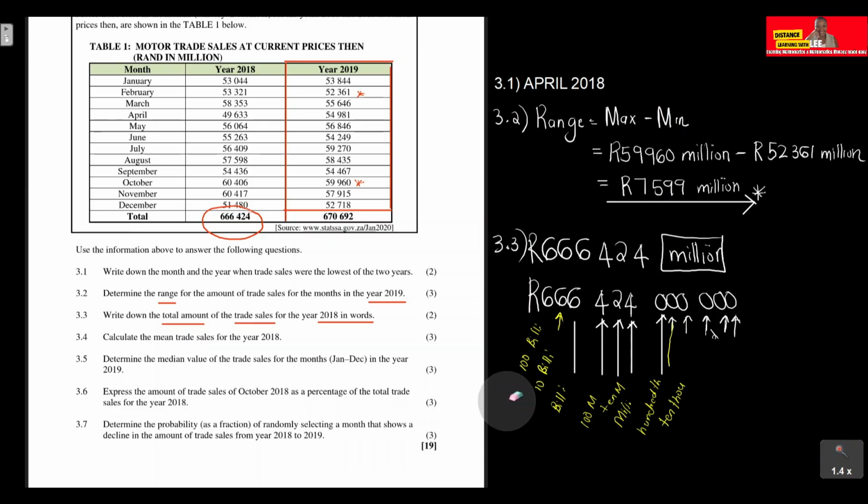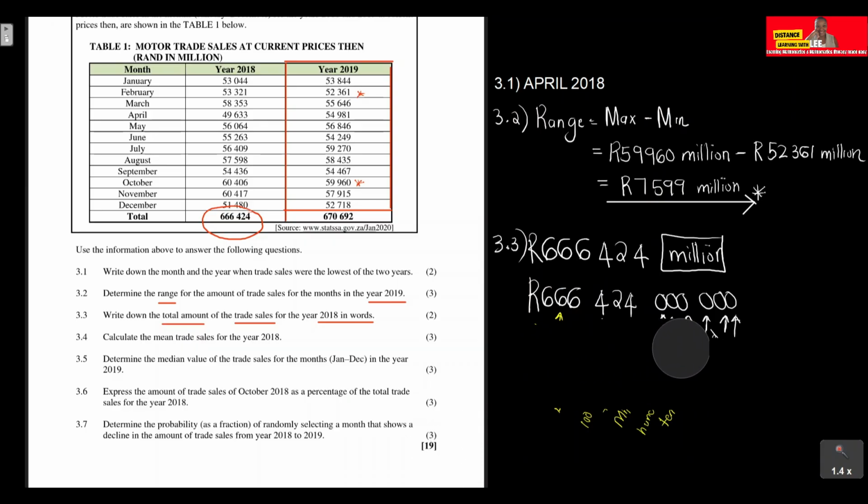So let's write out this whole value in words. Before we write it in words, we can see that we're obviously dealing with a billion, because we have 1, 2, 3, 4, 5, 6, 7, 8, 9 digits after the value that is in the place value of a billion. So in this case, we already know that we're dealing with 666 billion.